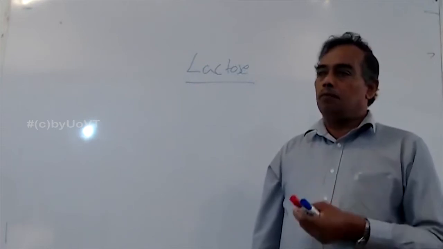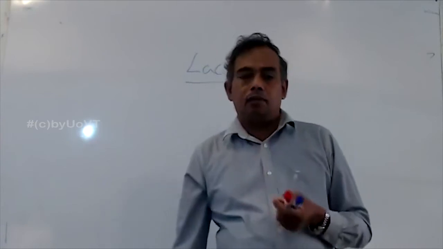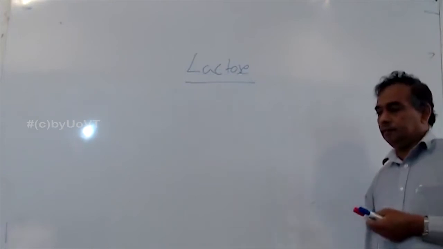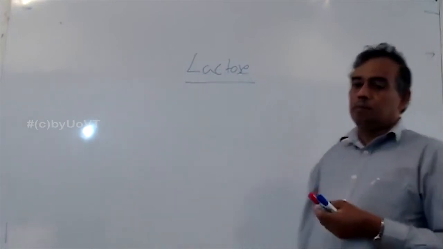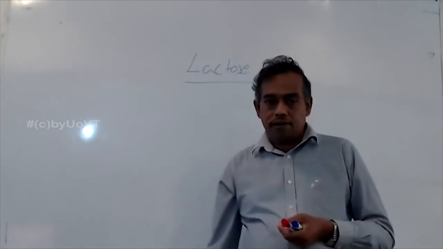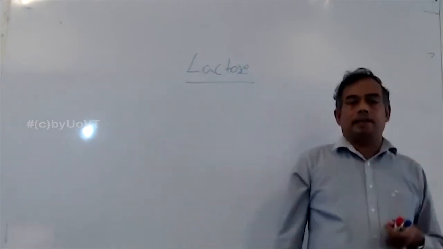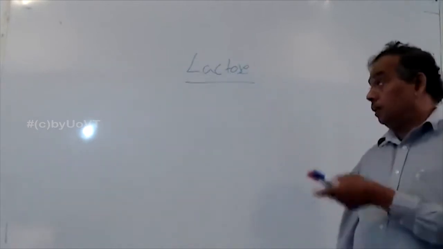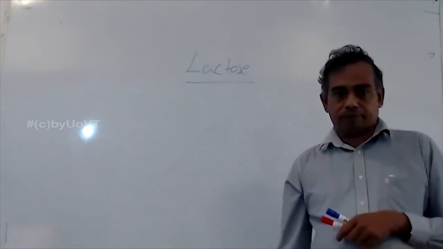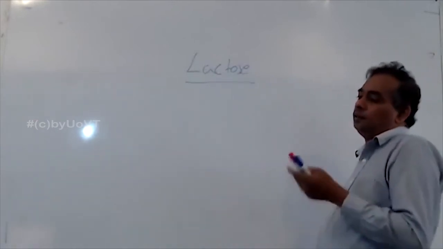A bond between 1 and 4 means there is availability of a free carbonyl carbon, or free anomeric carbon, in the galactose unit. Right? Therefore, we can consider that disaccharide, lactose, as a reducing sugar. We can categorize lactose as the reducing sugar.